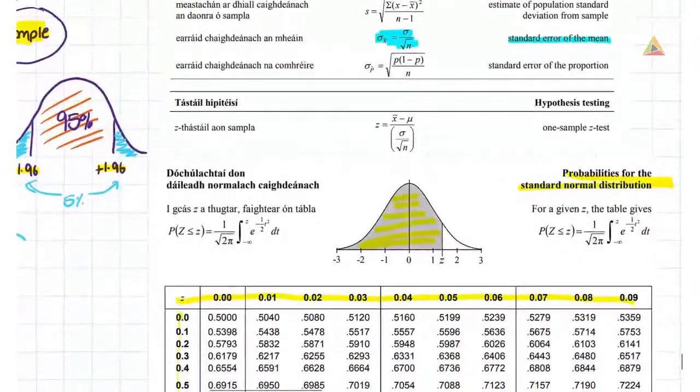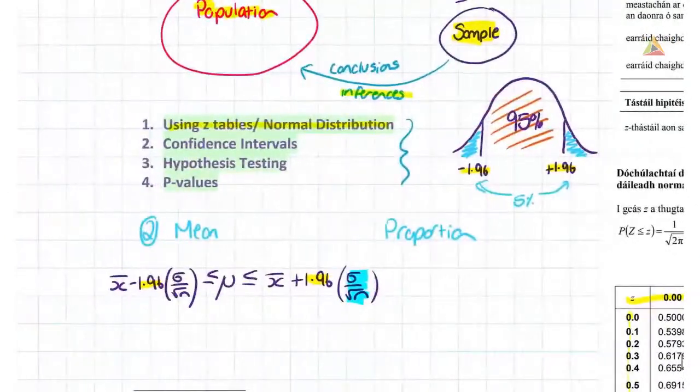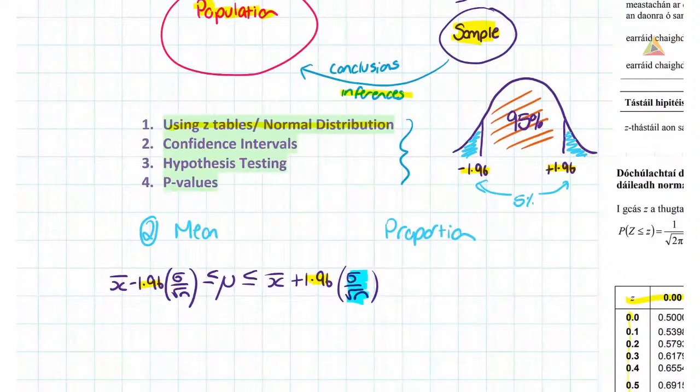And the second thing to say to you with this one is the reason it's plus or minus 1.96 is because it's a 95% confidence interval that we'll be asked to find, okay? And the 95% confidence level is the only level that we work at for Leaving Cert higher level maths. So we don't need to worry about any other confidence levels.